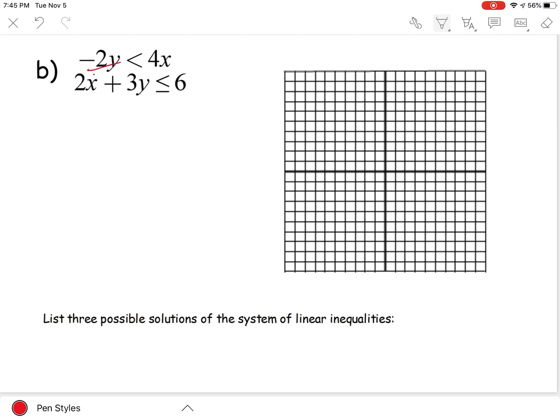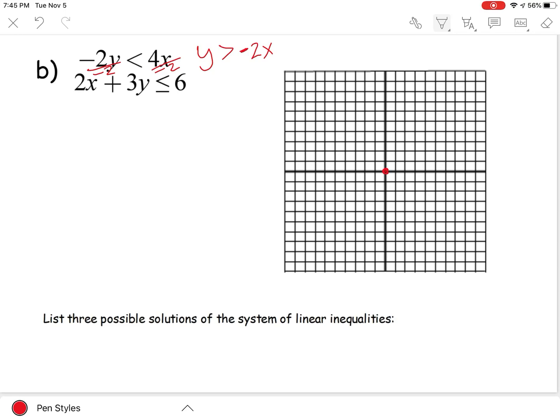If negative 2y is less than 4x, we can just divide by negative 2 to solve, which would leave us with y. Since we divided by a negative, our sign needs to flip. y is greater than 4x divided by negative 2, which is negative 2x. y is greater than negative 2x. So let's just graph that to start with.